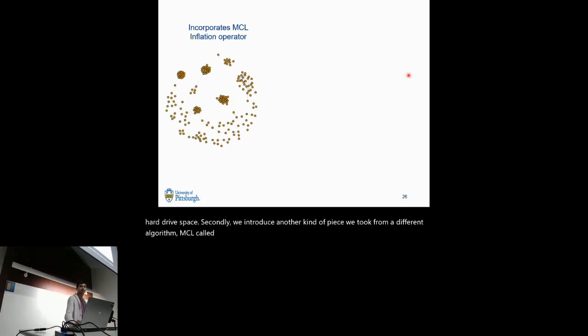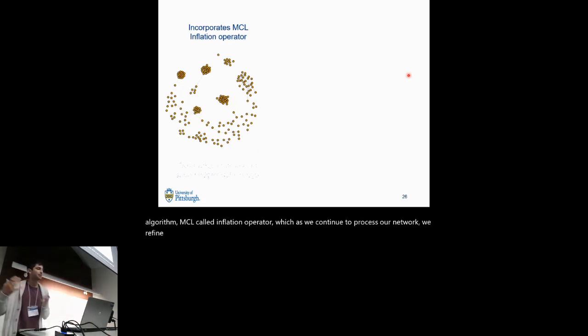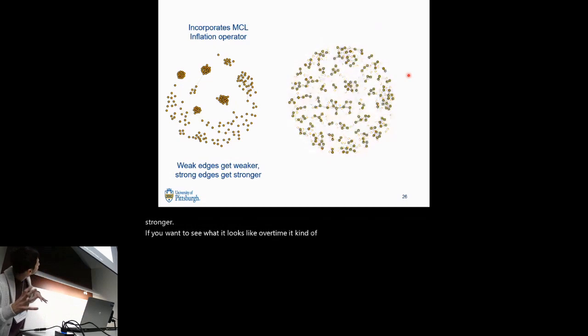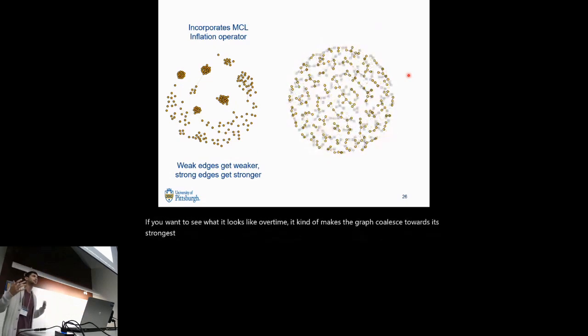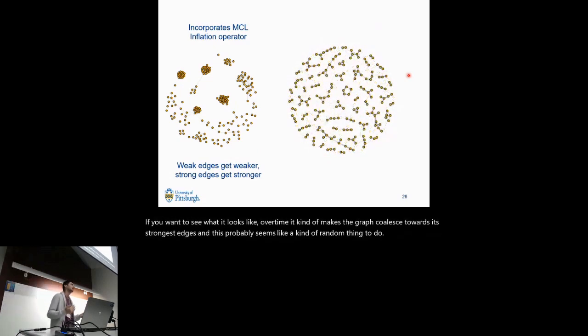Secondly, we introduce another piece we took from a different algorithm, MCL, called an inflation operator, which as we continue to process our network, we refine the communities that we're identifying. We make weak edges weaker, strong edges stronger. If you want to see what it looks like over time, it makes the graph coalesce towards its strongest edges. And this probably seems like a kind of random thing to do.